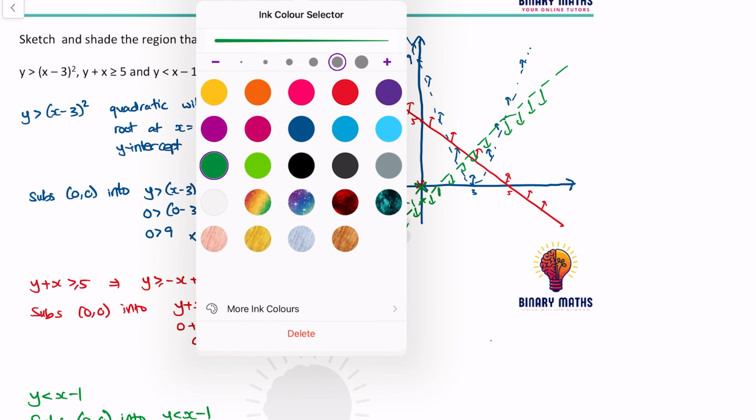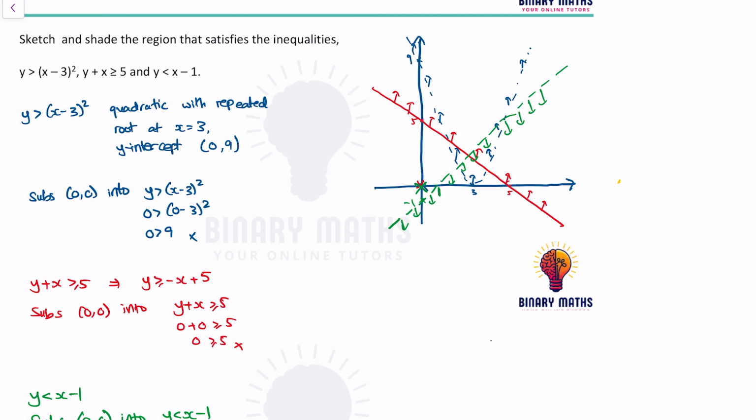Now you can see, if you look at your arrows, you want everything above this line and below this line, so it ends up being this part that we want. So that's the region that satisfies all three inequalities.